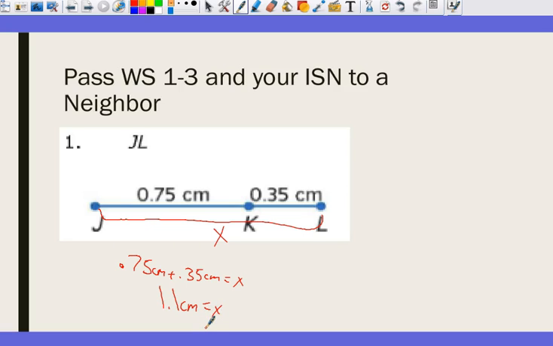That's not the right answer. You need to report this correctly. You need to report it as JL, the measurement of JL is equal to 1.1 centimeters. If they forgot their units, if they forgot to write JL equals, give them half credit. Moving on. You can say 1.10. It's the same thing.